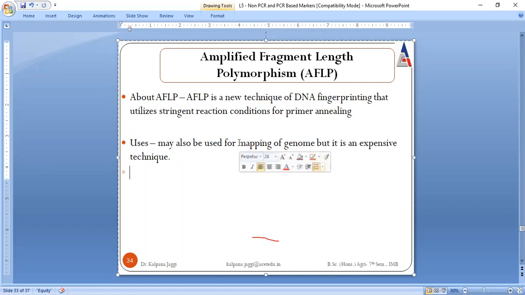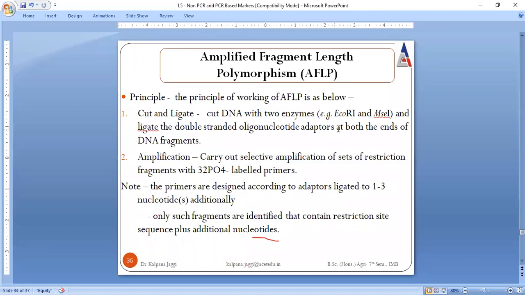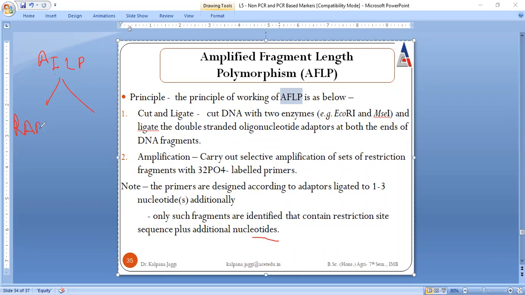It is also used in mapping of genome, but since it involves hybridization and amplification, it is an expensive technique. This is the principle. Because AFLP, again I repeat, AFLP, amplified fragment length polymorphism, is a combination of two, that is RAPD and RFLP.